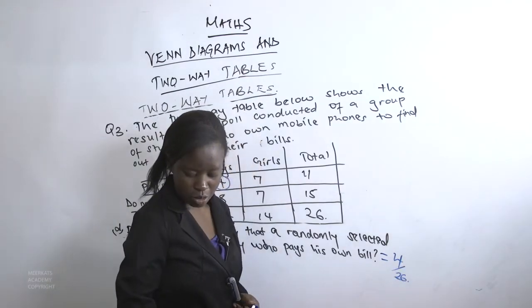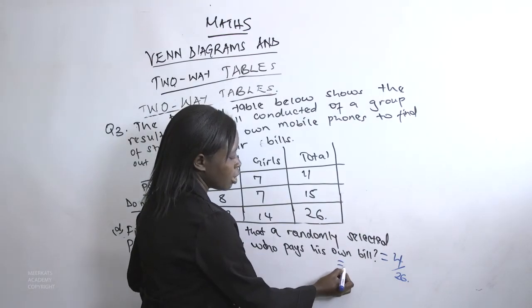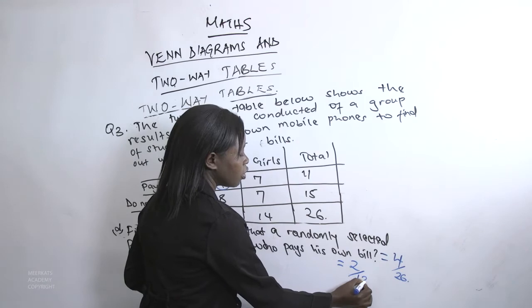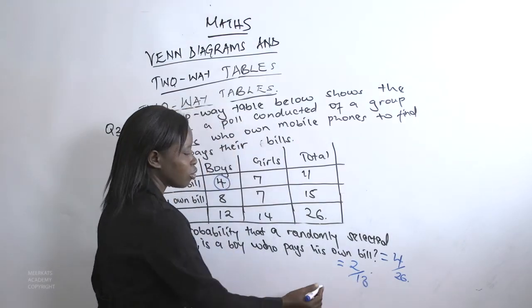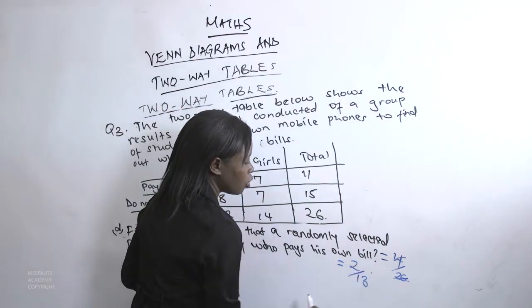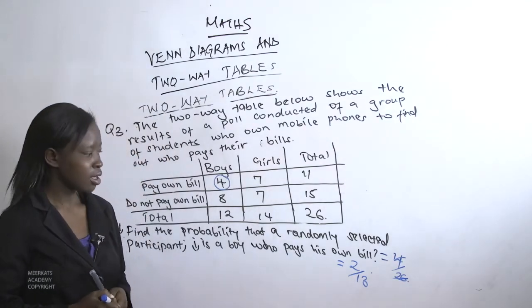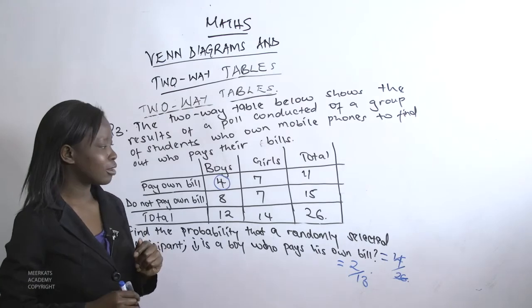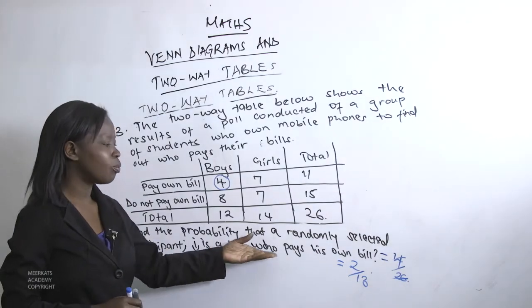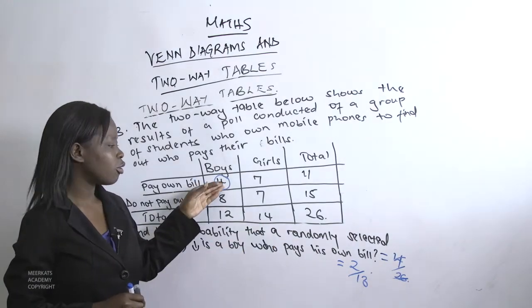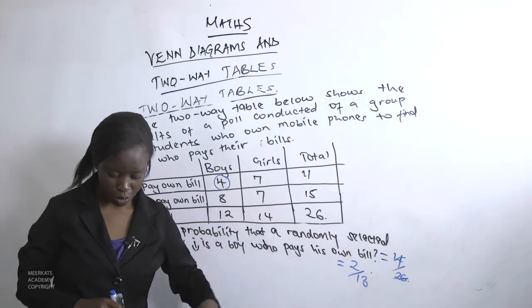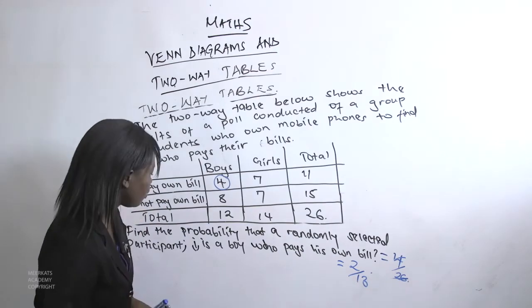So 4 over 26, if we simplify, we are simply getting 2 out of 13. So that 2 into 4, that is 2. 2 into 26, we get 13. So we get that the probability that a student selected at random will be a boy who pays his own bill, will be 4 out of 26. If we simplify, we are getting 2/13.